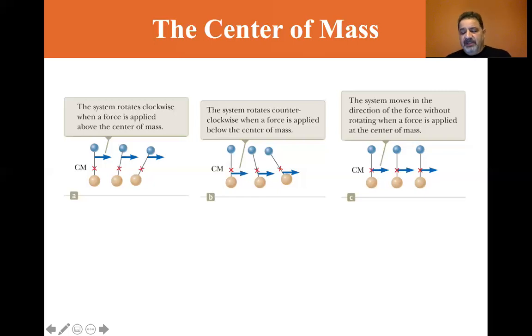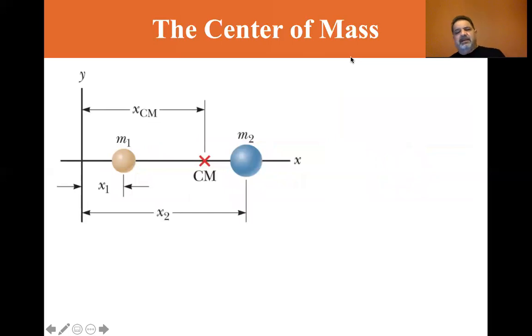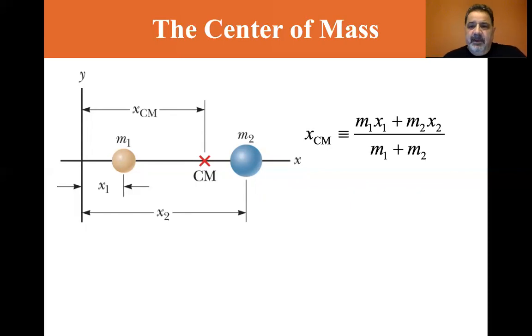It's one way to find the center of mass, but we'll have other ways. We'll have a calculated way. And here they switch, now the blue ball is the bigger one. And the center of mass is mass 1 times the distance x1 from the origin, plus mass 2 times x2 from the origin, divided by the total mass, m1 plus m2.